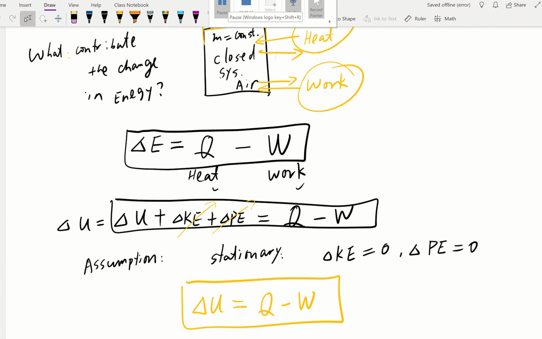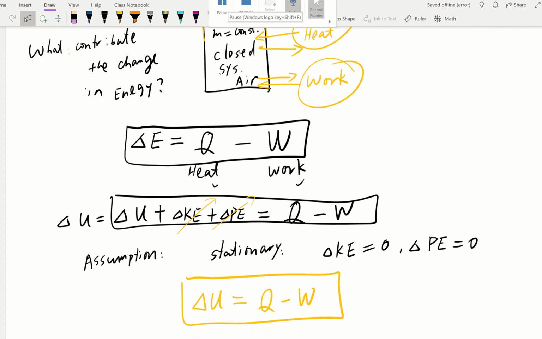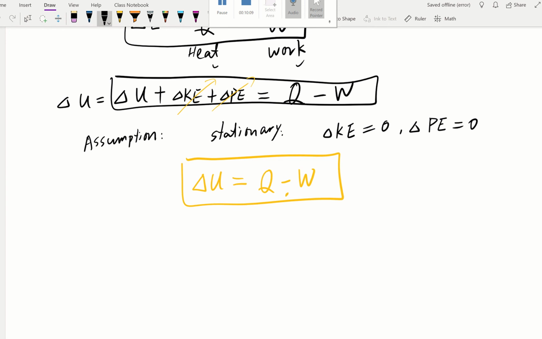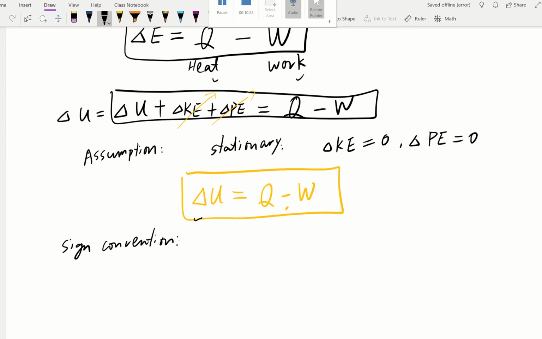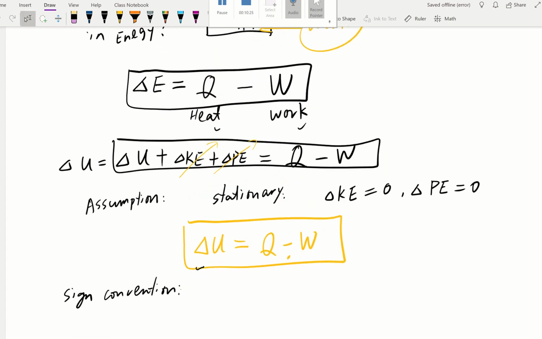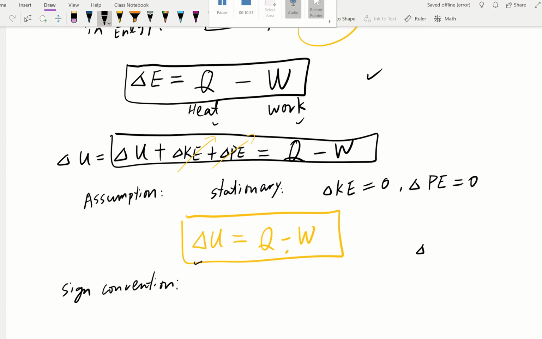That's our first law of thermo, right? Now, another important thing: like I said, this minus is kind of strange, and we have to have a sign convention to define it. So here is the last point of this video. We're going to talk about sign convention. On the left hand, if we use this most general equation, we're going to use delta E equal to Q minus W. So energy change is contributed by heat and work.